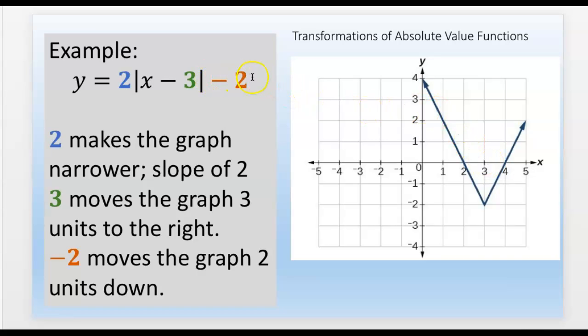Now the red negative 2 is different. Negative 2 does mean move down 2. So we move to the right 3 and down 2, and that's where our new vertex is, at the point (3, -2).